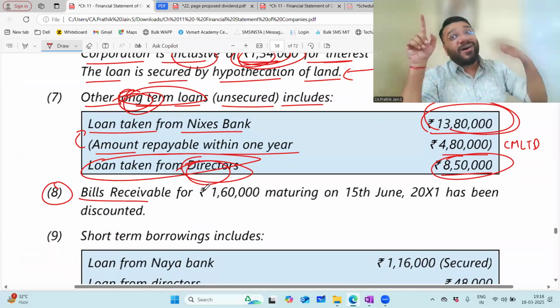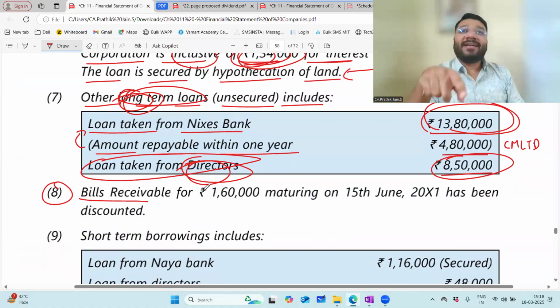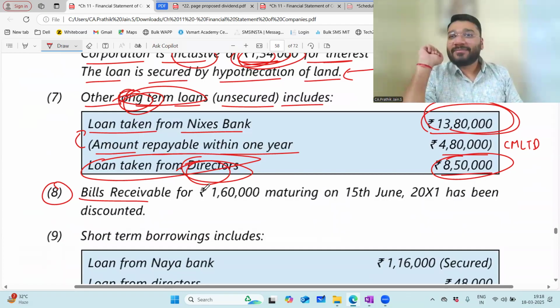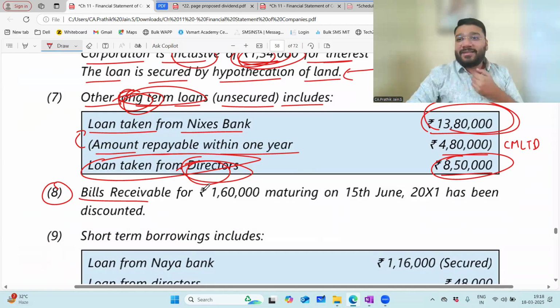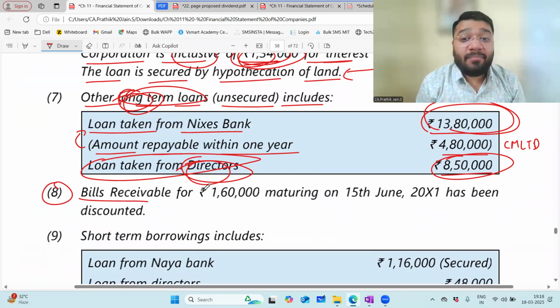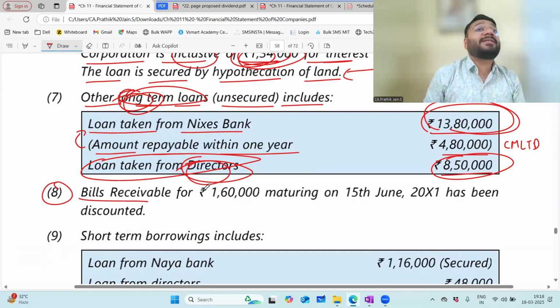It is advanced accounting. Can I sit and teach bill of exchange here? No, touch your heart and tell me, is it possible to teach? Do you agree that the basic classes to be done are very important? Now the problem is, should I skip this chapter, sir? What will you do with this? Tell me. Bills receivable for 160 maturing on 15 June 2001 has been discounted.